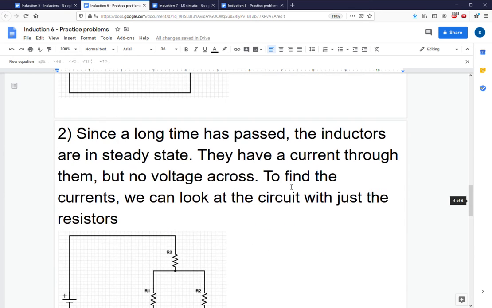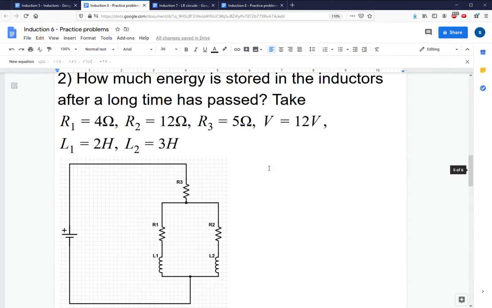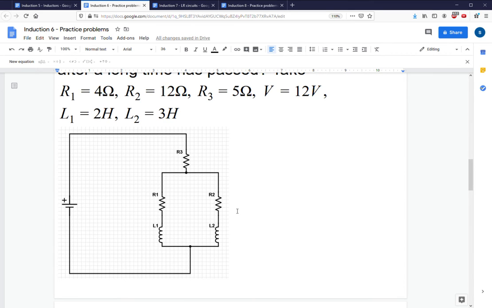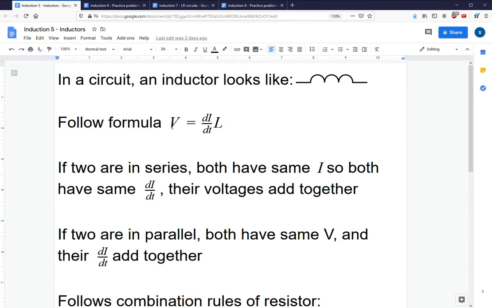So the formula for energy stored in an inductor is U is equal to 1/2 L i squared, which means we need to find the current in these inductors. Now, one hint we've been given is that a long time has passed. Once a long time has passed, an inductor cannot be changing. The formula for an inductor is voltage across is equal to L times di dt. After a long time has passed, the current must be at steady state, so di dt must be 0, which means the voltage across the inductors is 0.